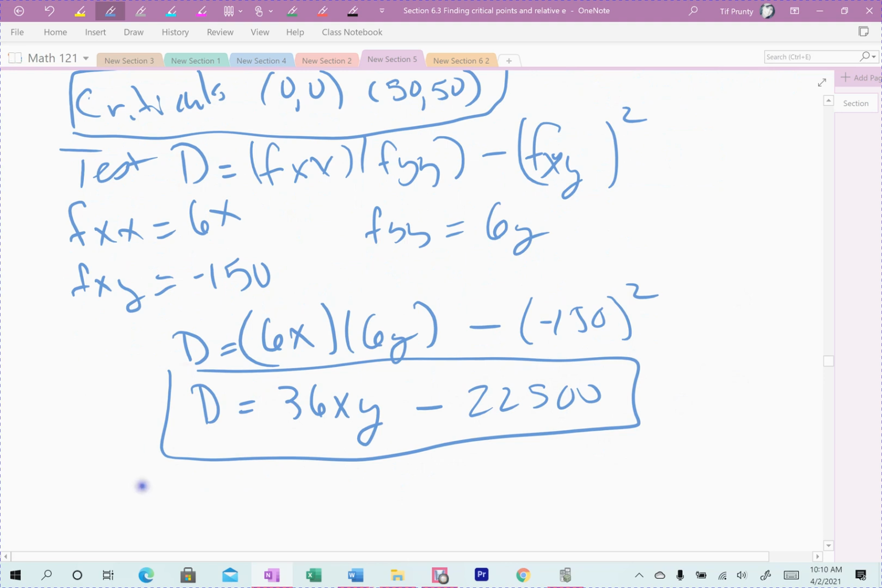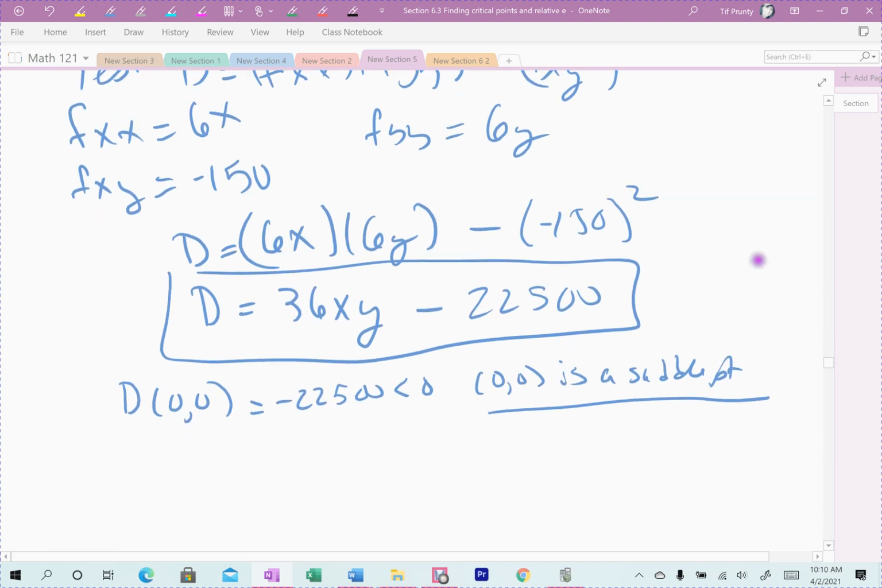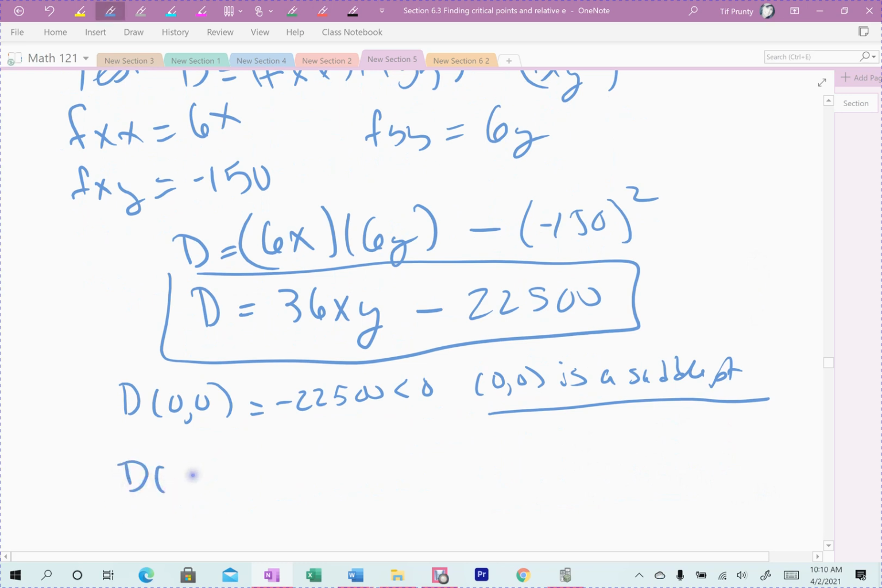And now I test my points. First I test 0, 0. When I plug the 0, 0 in, that zeroes out, leaving me with negative 22500, less than 0. And so that tells me 0, 0 is a saddle point. Neither a max or a min, so I don't really need it. It's a critical value, but it's neither a max or min, so, alright, it's critical, move on.